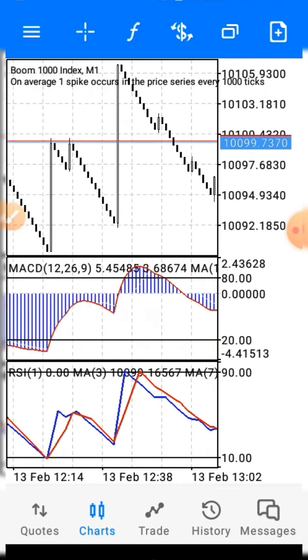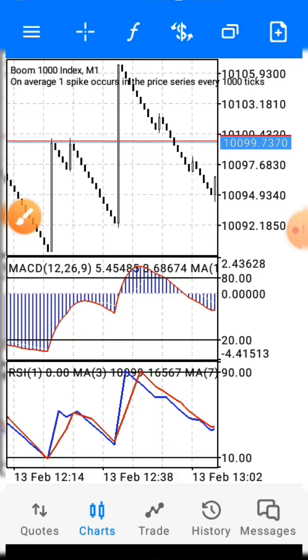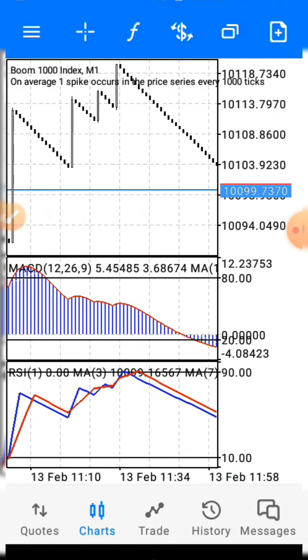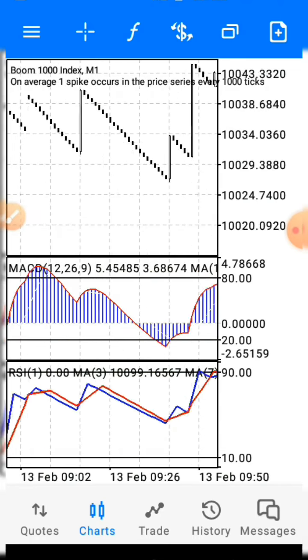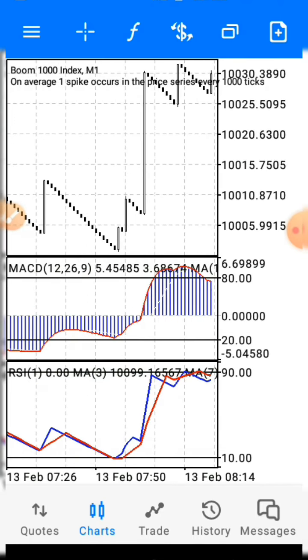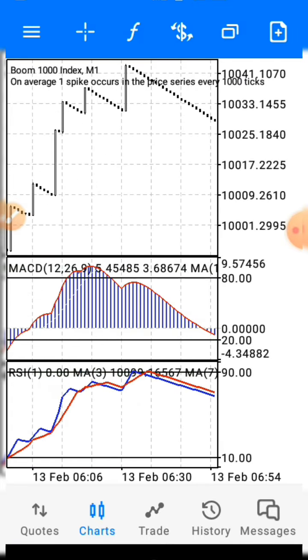In as much as it will be happening like this most of the time, it won't happen like this every time, guys. There are times it is going to fail you, and the way you can avoid that disappointment, the way you can avoid this strategy disappointing you, is by following the trend. Make sure you follow the trend with this strategy.